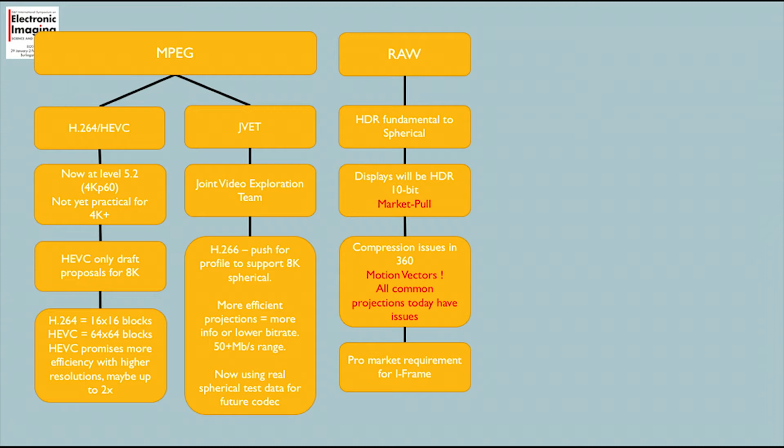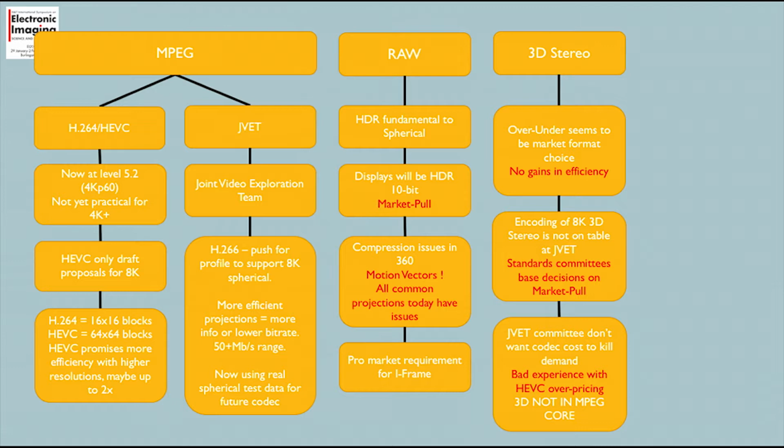Displays are going to be HDR, 10-bit. There's going to be a market pull there. People want more bits. They want to see better dynamic range. And there are compression issues to do with spherical as well, motion vectors, because however you compress spherical, you're distorting it, and your motion vectors are going off, not in a spherical way, but in a stretched 2D way. And the professional market is going to require I-frame.